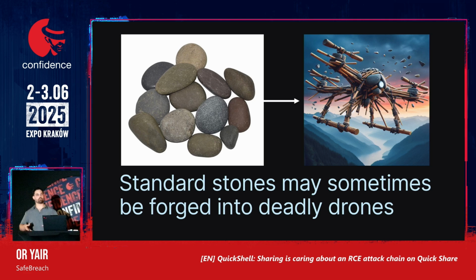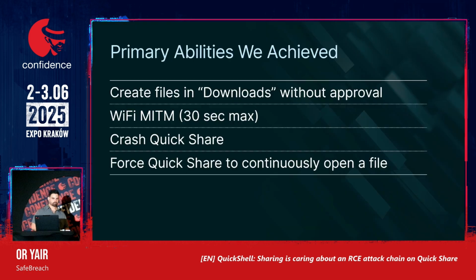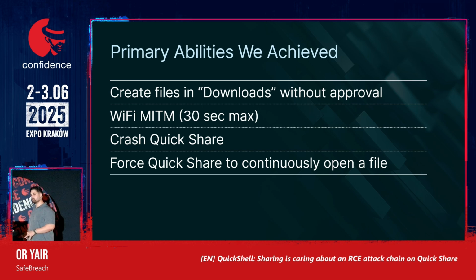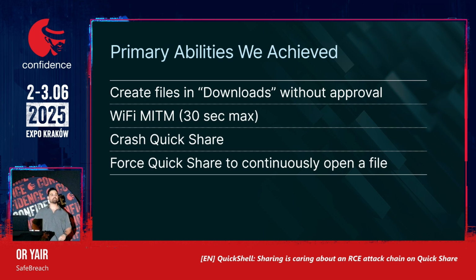still get our RCE. Now, as a reminder, the abilities that we had were first to create files in the downloads folder of the victim without approval. We could force the victim to connect to our Wi-Fi access point for about 30 seconds. We could crash Quickshare in multiple ways, and we could also force Quickshare to continuously open a file that we choose in the victim's downloads folder.